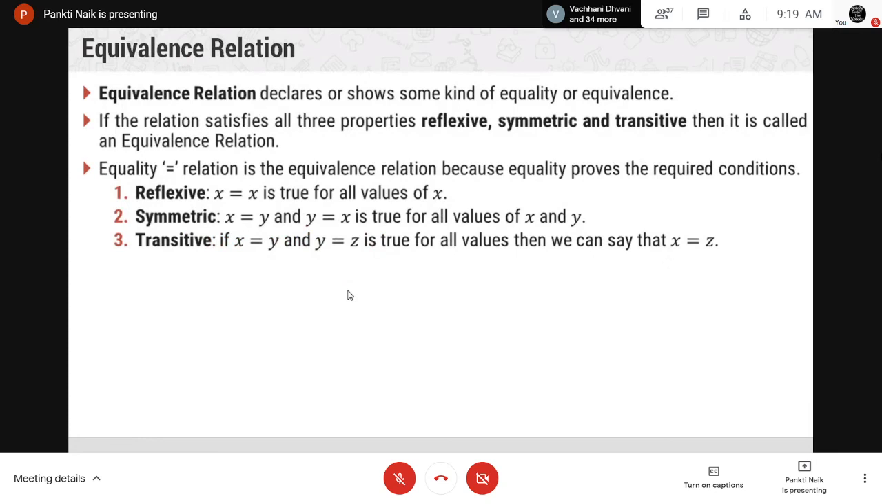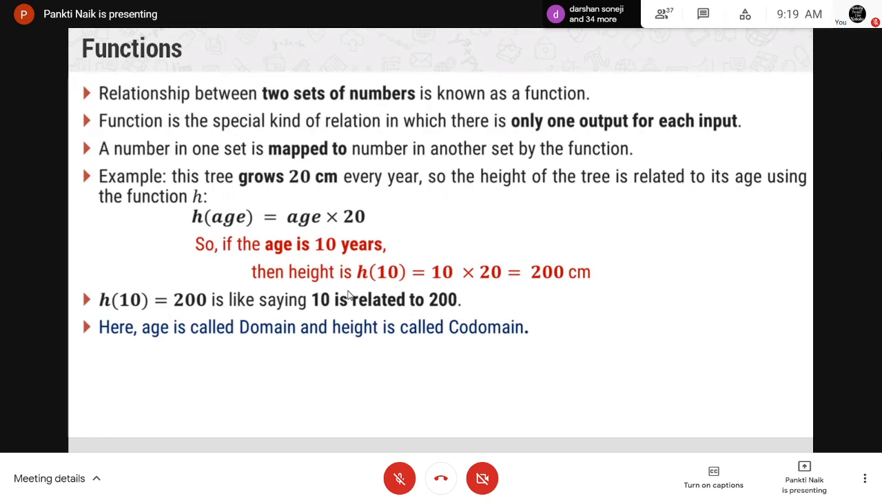So this is about the relation in mathematics sets. Now, next is functions. Now, what is a function? So, for that, let's understand some terminologies. A relationship between two sets of numbers is known as a function.